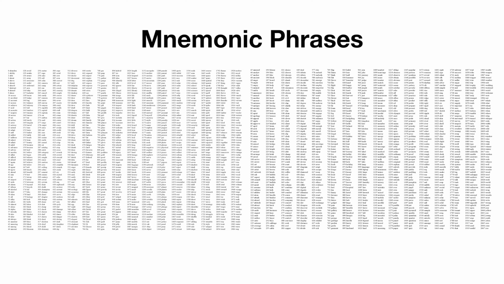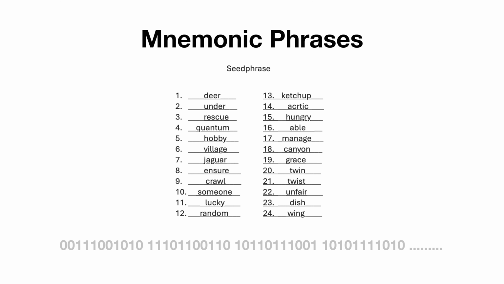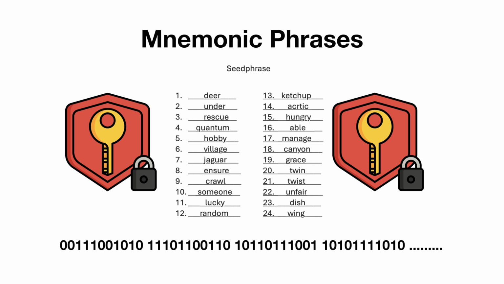Each of the 2048 possible words in the BIP 39 word list represents a specific number. The word bacon, for example, looks like 0001001010. When you put the 24 words together, they form a long string of zeros and ones that eventually give you a 256-bit number. This number is your private key, which is the secret password to your wallet.